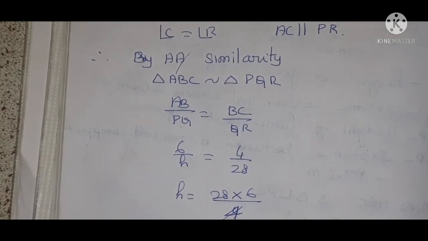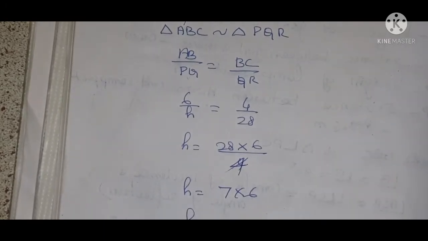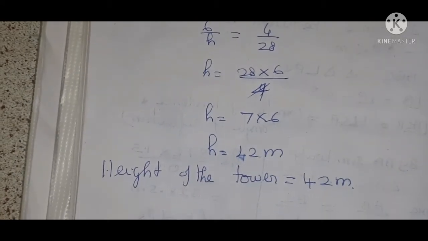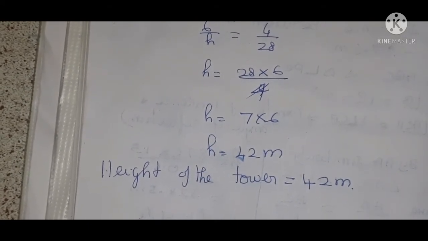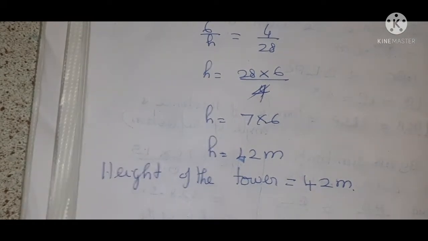H is equal to 28 into 6 by 4. 28 divided by 4, we get 7. H is equal to 7 into 6. 7 into 6 is 42. Height of the tower is 42 meter.